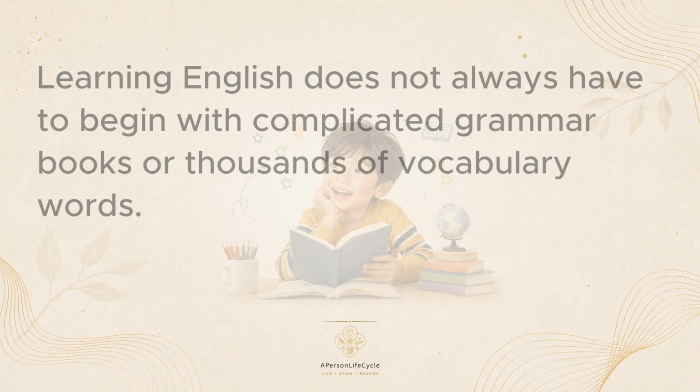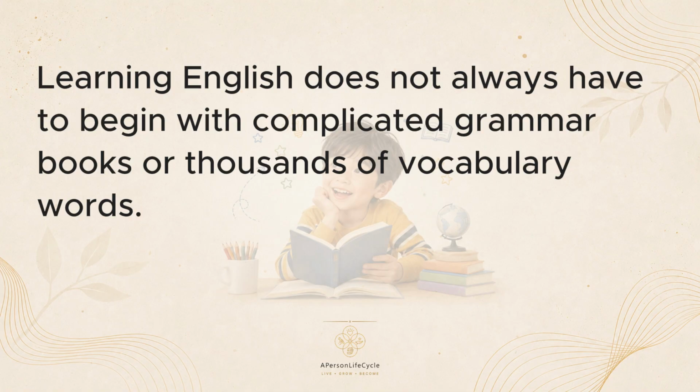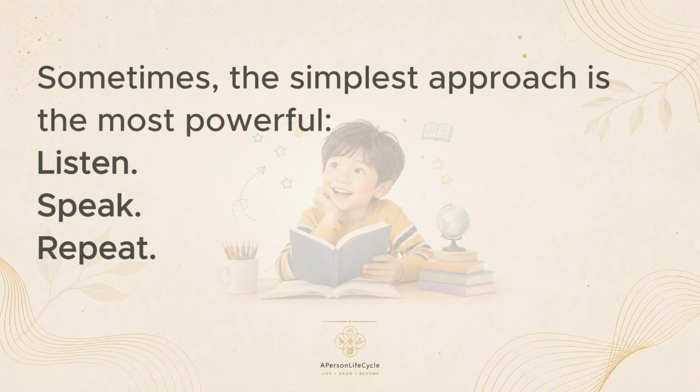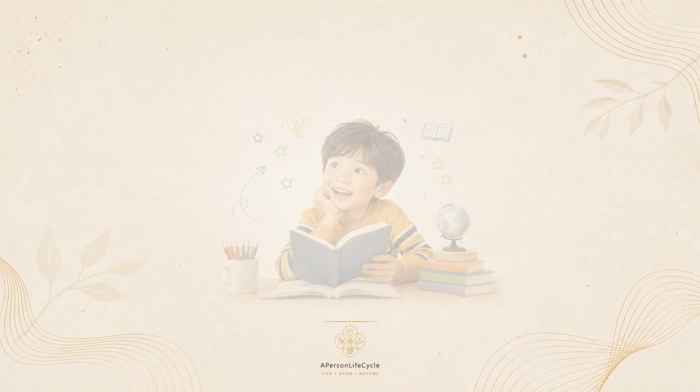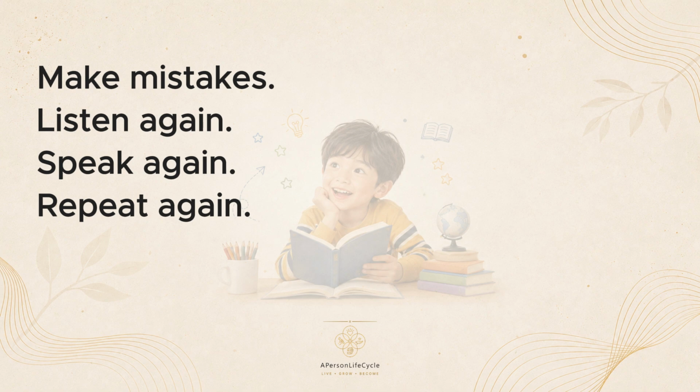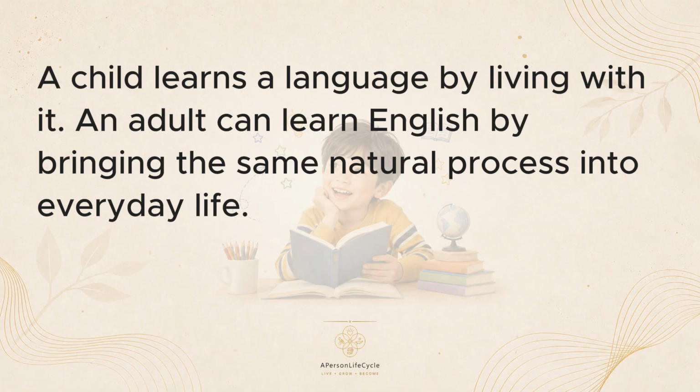Conclusion. Learning English does not always have to begin with complicated grammar books or thousands of vocabulary words. Sometimes, the simplest approach is the most powerful. Listen, speak, repeat, make mistakes, listen again, speak again, repeat again. A child learns a language by living with it. An adult can learn English by bringing the same natural process into everyday life.